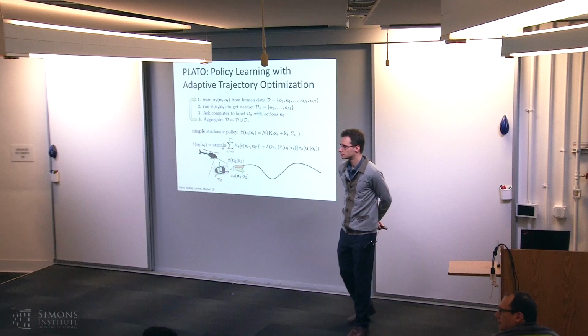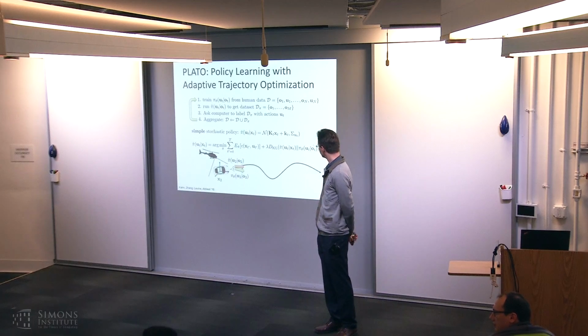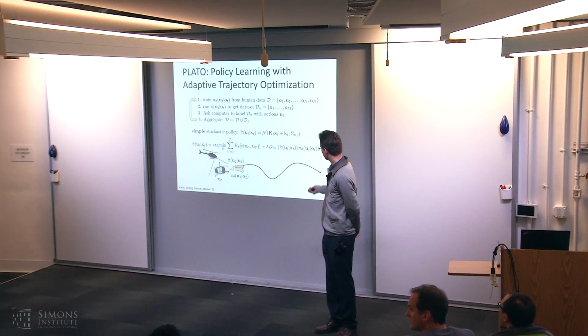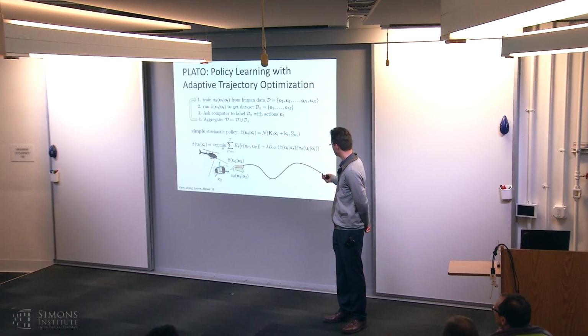Yes? So this looks like a very complicated optimization problem. How do you solve that efficiently? This one here? Yes. Well, it actually turns out to be very similar to a standard stochastic optimal control problem.